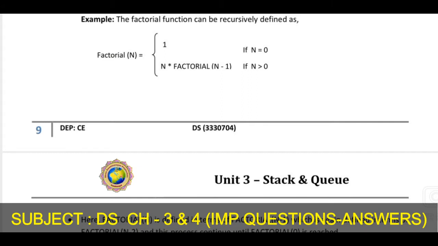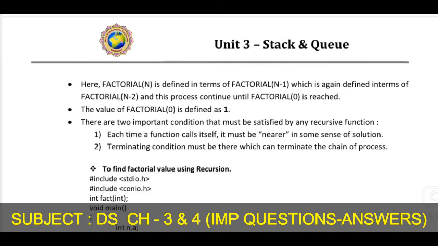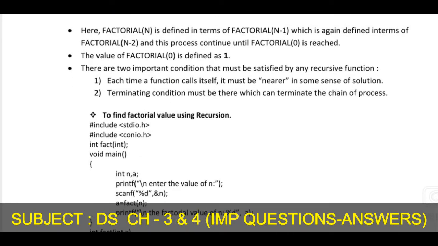So the factorial function can be recursively defined as the following function. Factorial of n is represented as 1 if n equals 0, and n multiplied by factorial of n minus 1 if n is greater than 0. So this is the factorial concept.